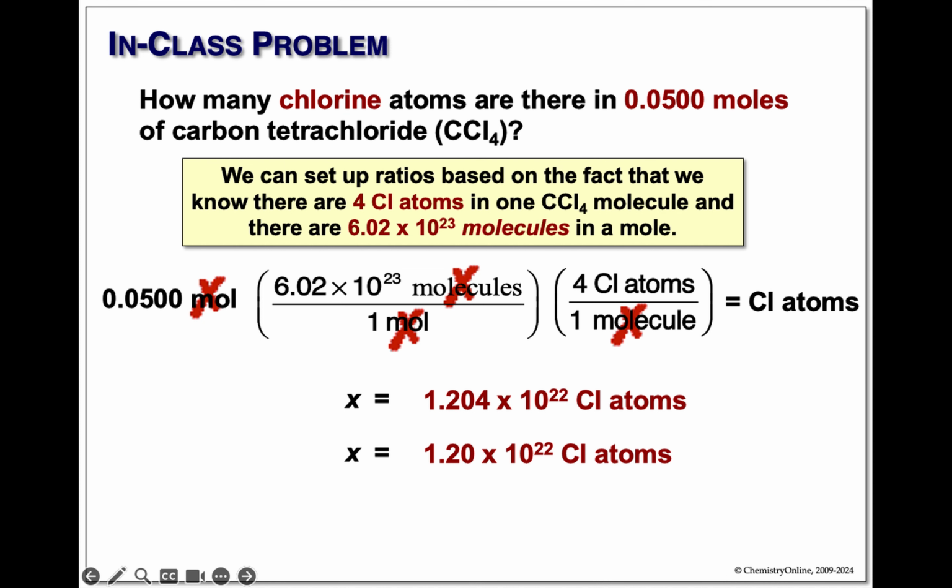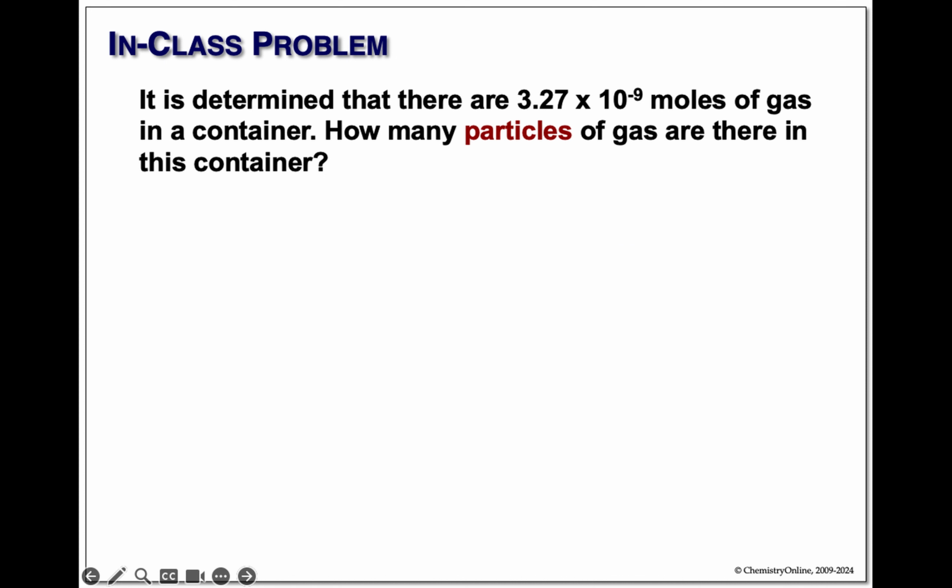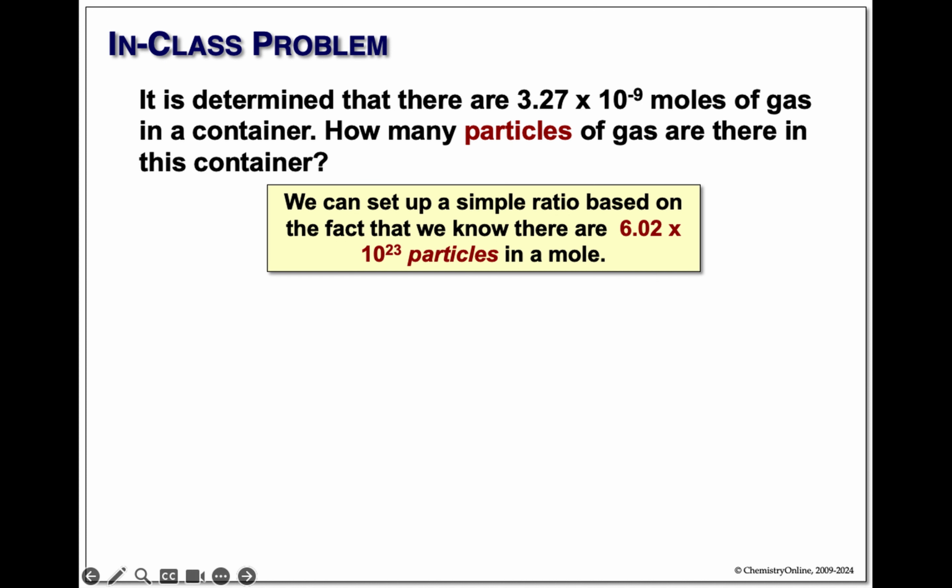A favorite question for exams and stuff. We have so many moles of a gas. How many particles is that? This is not only a good thought question, but this tests if you can use your calculator. Right? Set up a simple ratio. We know that there are 6 times 10 to the 23rd particles in a mole. We have 3.27 times 10 to the minus 9 moles. That's our given. Here's our simple ratio.